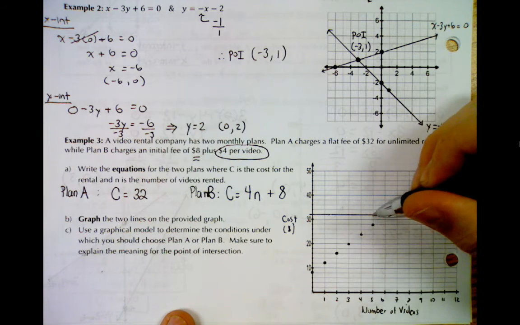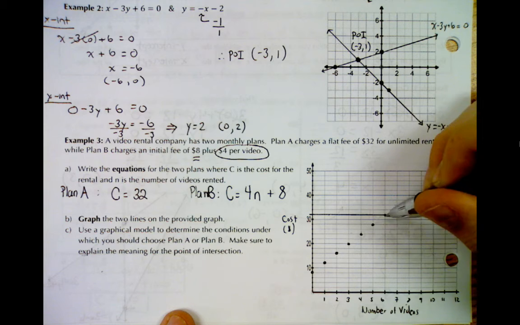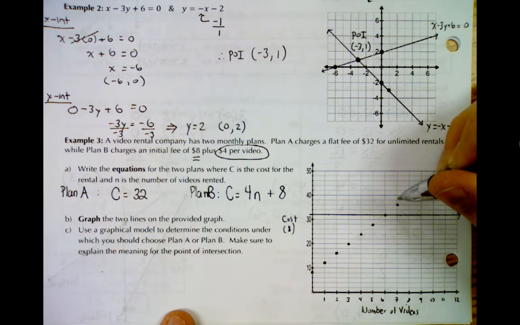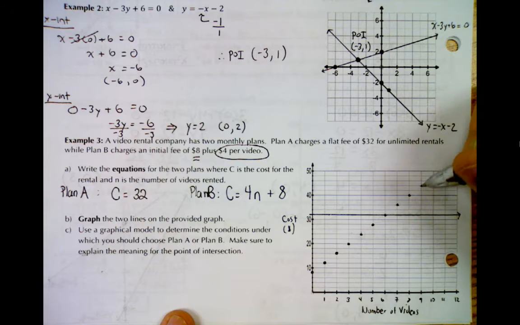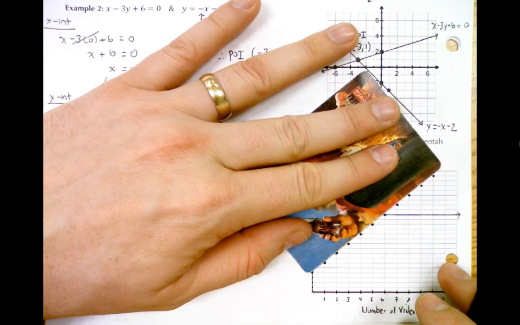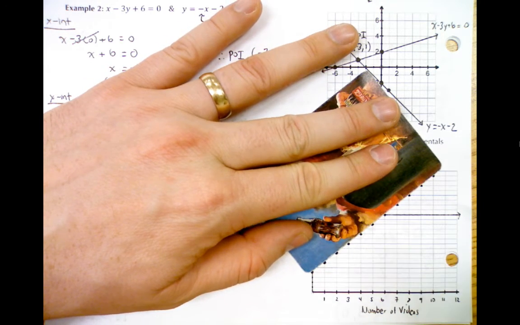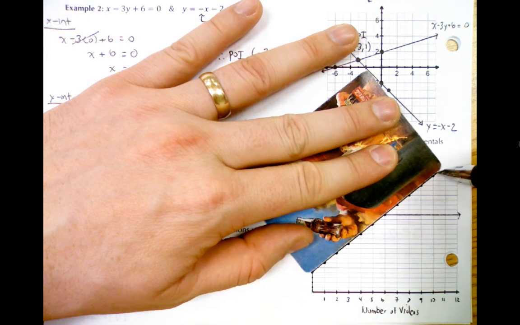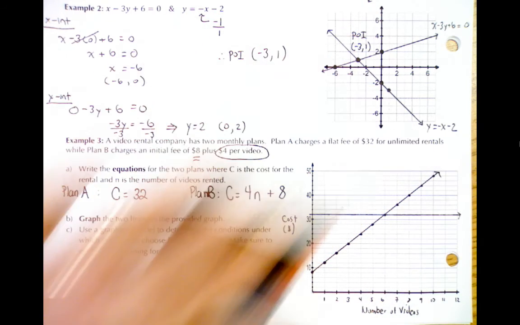I'm just going to keep doing the dots. Up 2 over 1. Up 2 over 1. And keep going all the way to the end of my graph. Why not? Up 2 over 1. Up 2 over 1. And that's about it. So I'm going to connect these dots with a ruler. And this line represents plan B. It starts at 8 and goes up $4 a video.